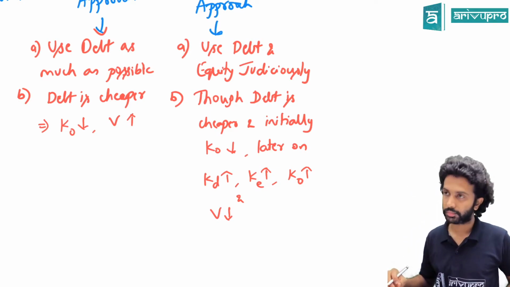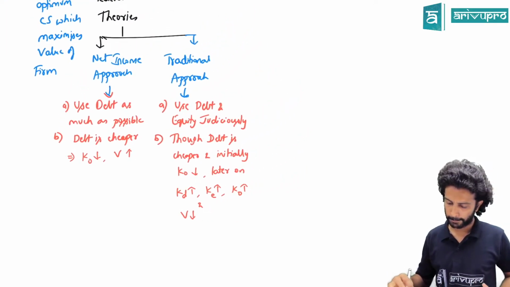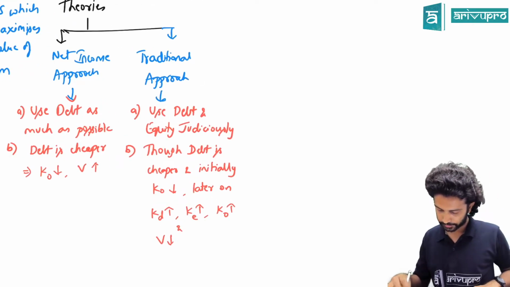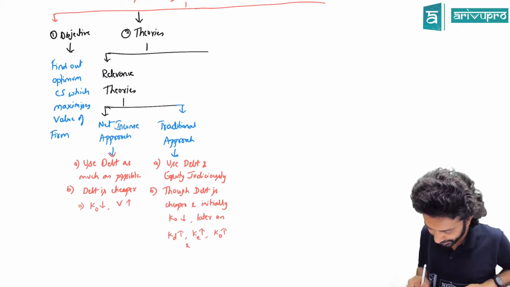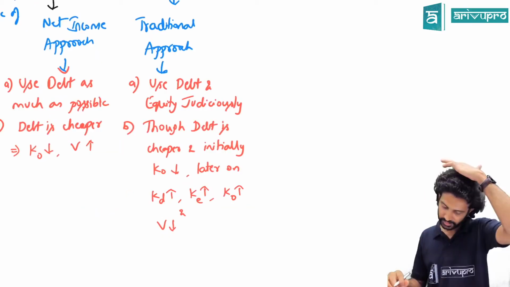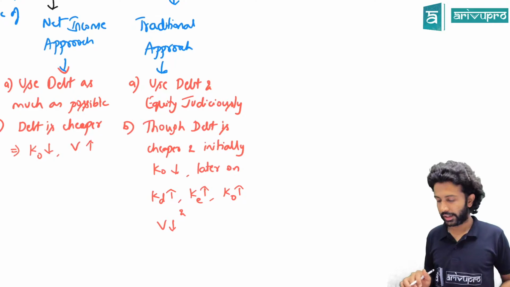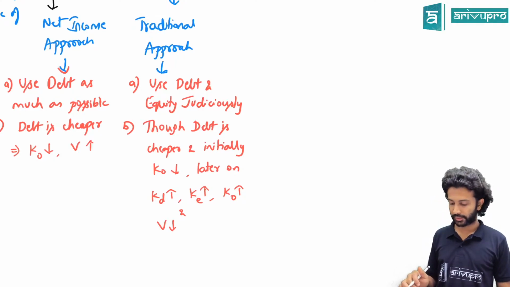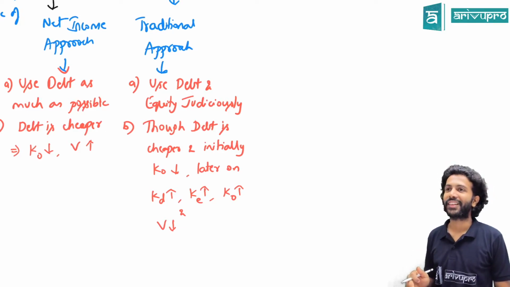Everyone, are you able to remember? These are your relevance theories. Okay. Next is what? Though debt is cheaper and initially KO will be lesser, later on cost of debt will increase, cost of equity also will increase, so overall cost of capital will increase, which will cause the value of the firm to decrease. That's what we have written.